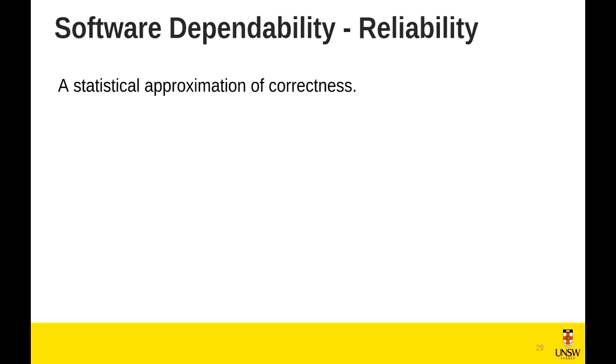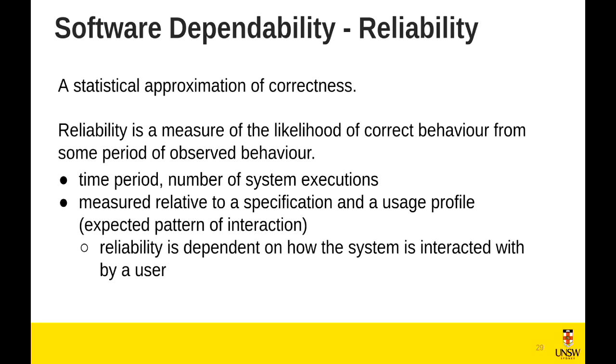And the second property here is called reliability. Reliability is a statistical approximation of correctness. So reliability is a measure of likelihood of the correct behavior from some period of the observed behavior. So here, this period could be a time period, like for 5 seconds, for 1 day, the program is running correctly. And it could be the number of system executions.